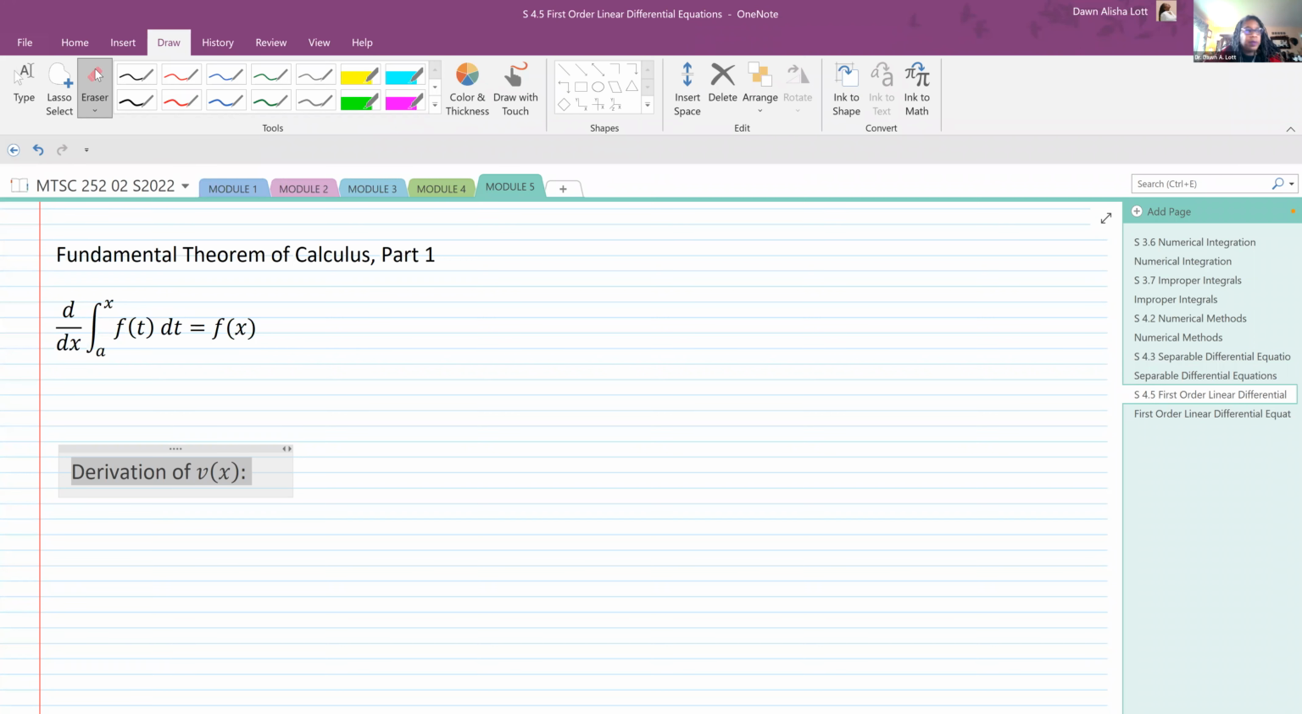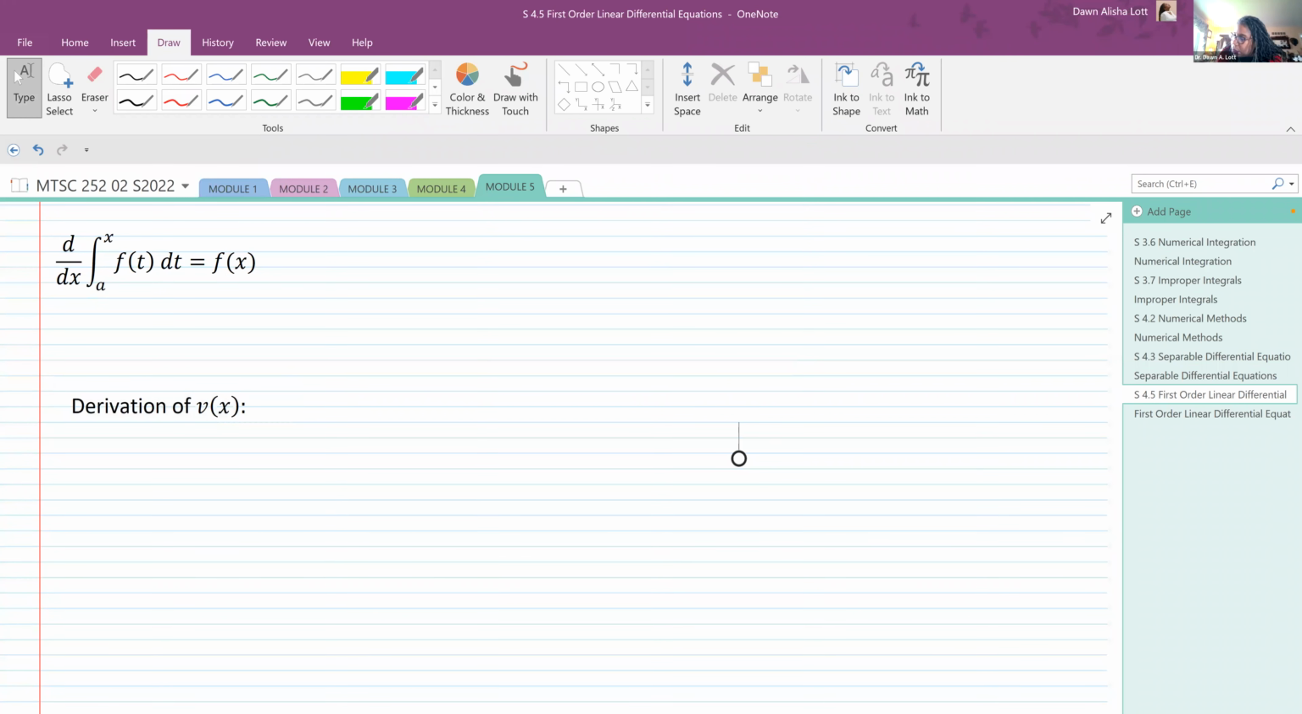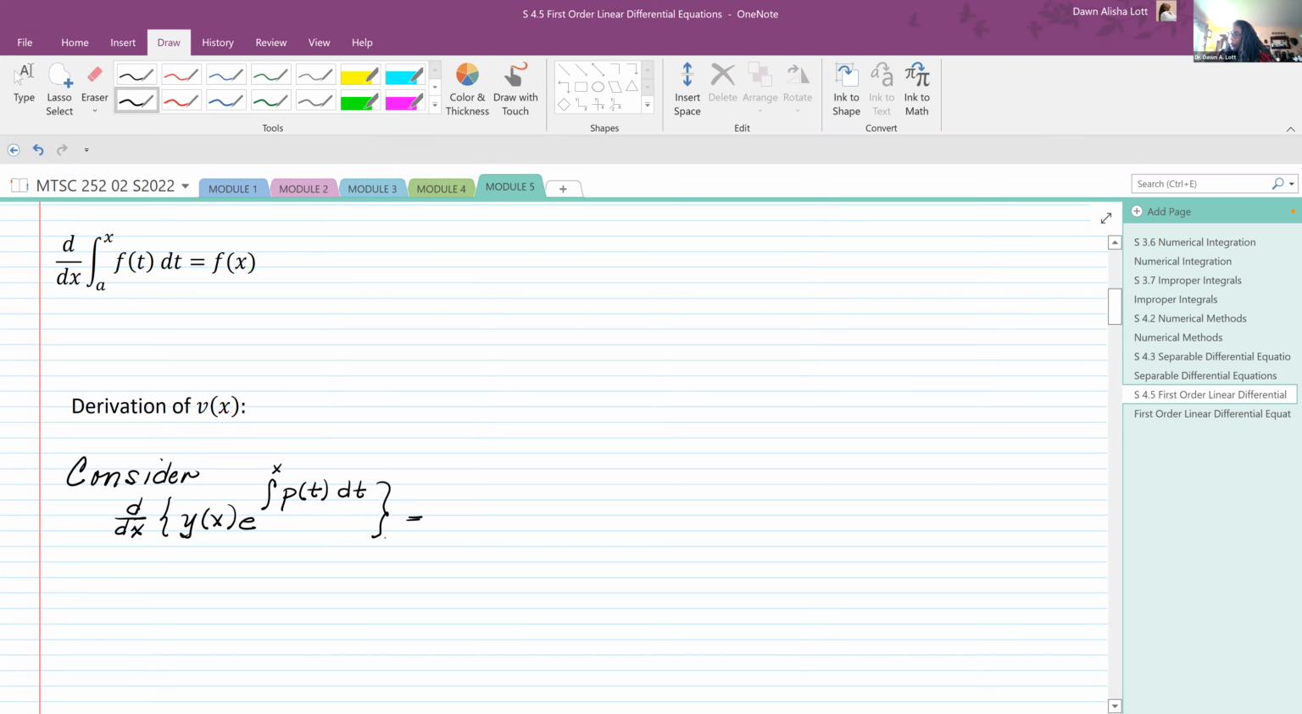Okay, so what I want to do is consider the derivative with respect to x of y of x times e to the integral from a to x of p of t dt. So we're going to take the derivative of that. So why in the world do I want to do that? Well, here we go.